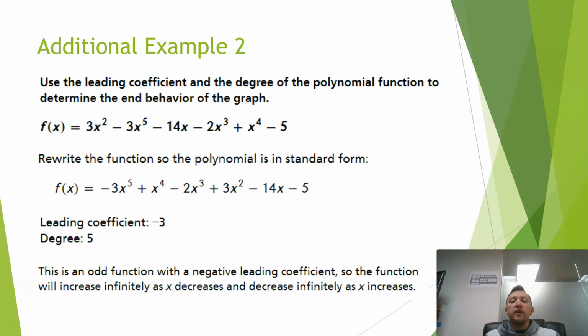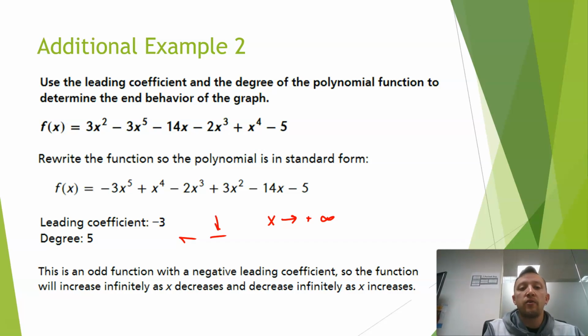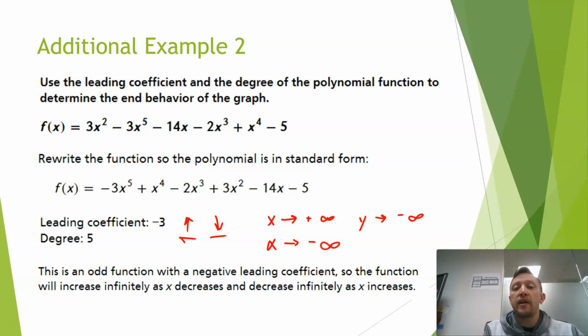So this is an odd function, so the function will increase infinitely as x decreases, and decreases infinitely as x increases. So the way we would describe this is we would say as x approaches positive infinity, so the right side of the graph, which is going to go down, y is going to approach negative infinity. And then we would say as x approaches negative infinity, so that's referring to the left side of the graph, y is going to approach positive infinity. So that's how you'd write it out with symbols.